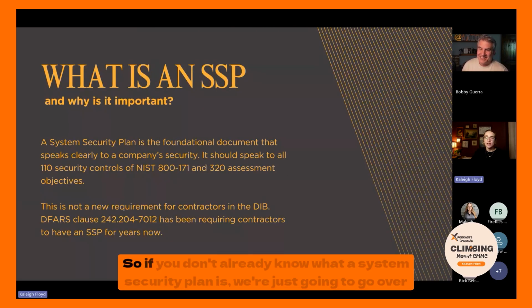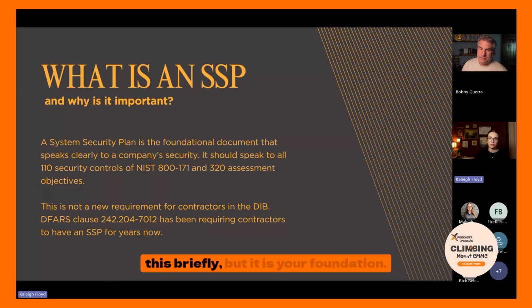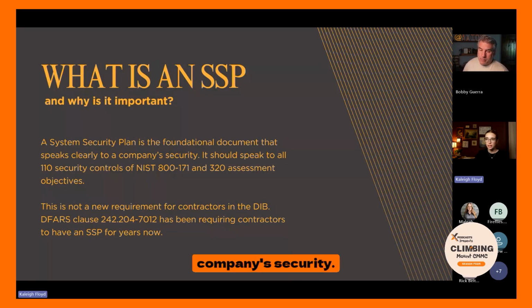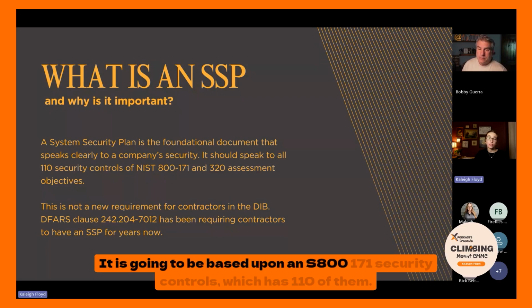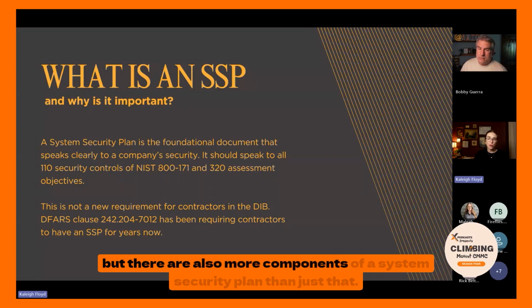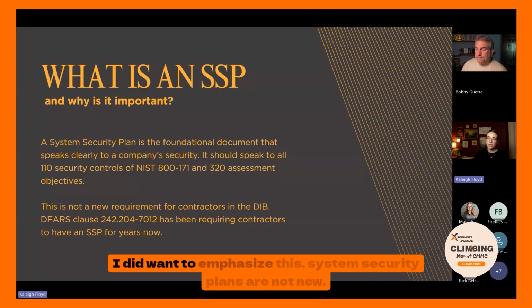If you don't already know what a system security plan is, we're just going to go over this briefly, but it is your foundation. It is the document that should house all of your information and speak clearly to your company's security. It is based upon NIST 800-171 security controls, which has 110 of them, and there are 320 assessment objectives. We're going to go through all of those, but there are also more components of a system security plan than just that.